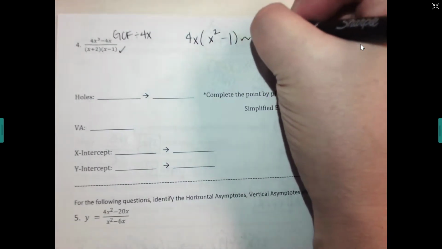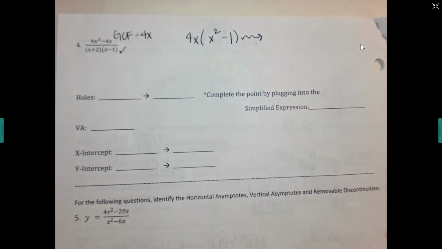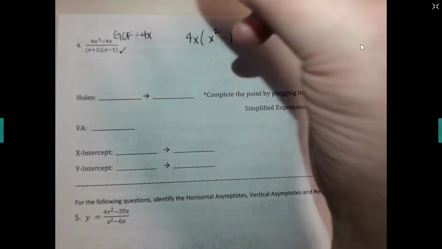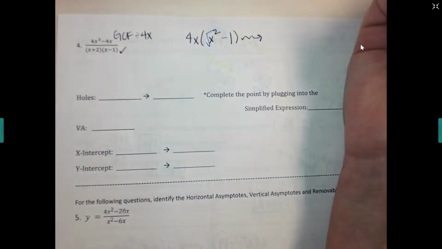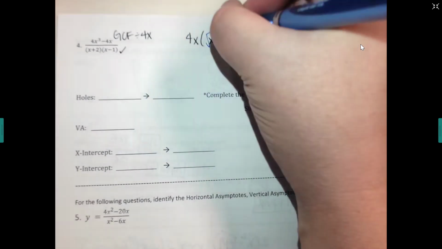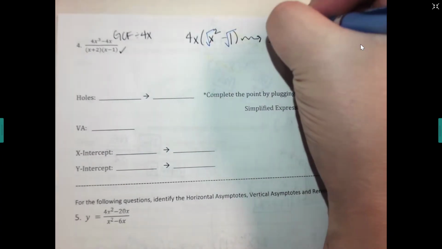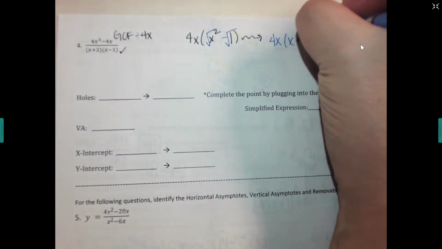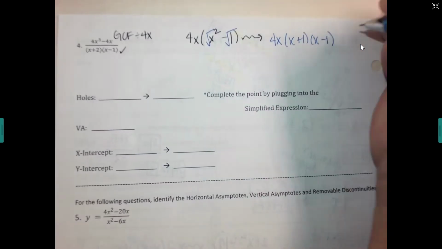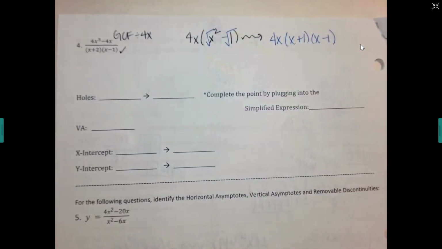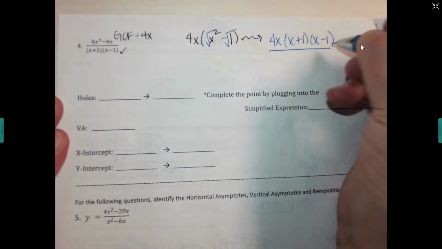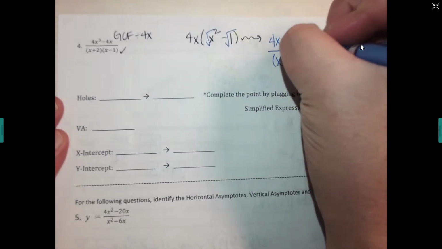Okay, that is not done. X squared minus 1 can break down again. What's the square root of x squared? X. What's the square root of 1? Still 1. So it'd be 4x, x plus 1, and x minus 1. Okay? But then the bottom of that was already done for us, so I can just kind of copy it over.